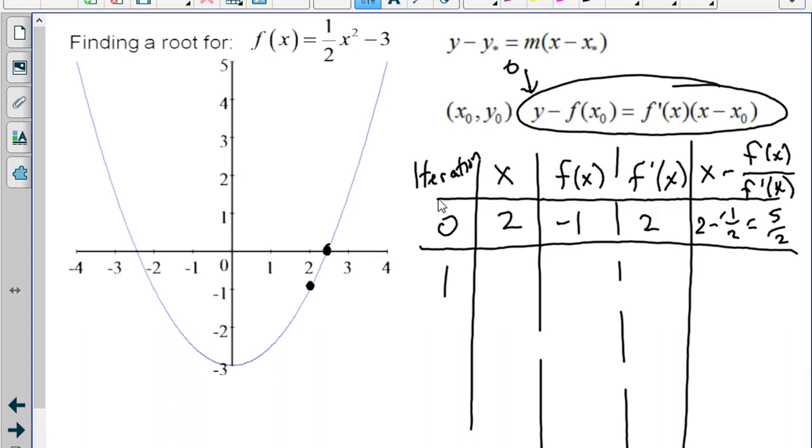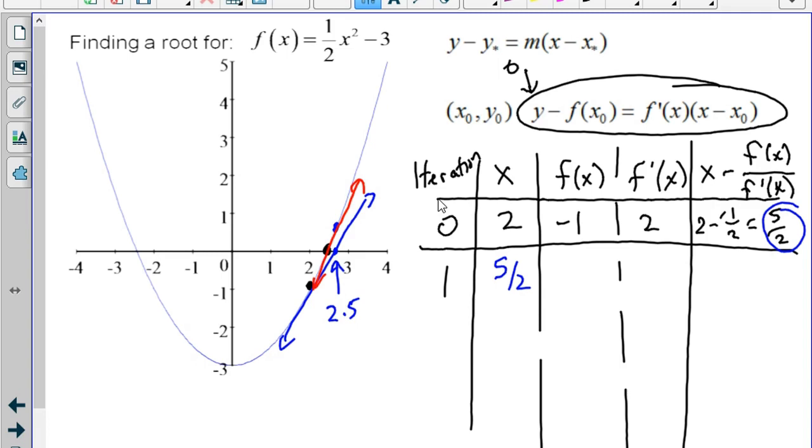So for my next spot, I'm going to use whatever I had for x and put it here. So that's 5 halves. What's happening on the graph is I took the tangent line, and it ends up intersecting at 2.5. Then I'm going to take whatever the value of the function is at 2.5 and make another linearization. So I'm making another linearization here.